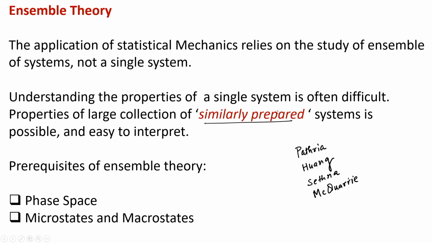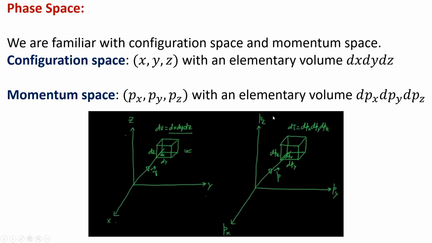One of these is called phase space, and the other is microstates and macrostates. For that, let us take the phase space. In classical mechanics, we are quite familiar with the configuration space and the momentum space. In fact, the configuration space, given by x, y, z or r, theta, phi and so on, can be solved by solving Newton's law of motion when a particle is subjected to certain force. And this is widely used in all branches of physics, not only in classical mechanics.